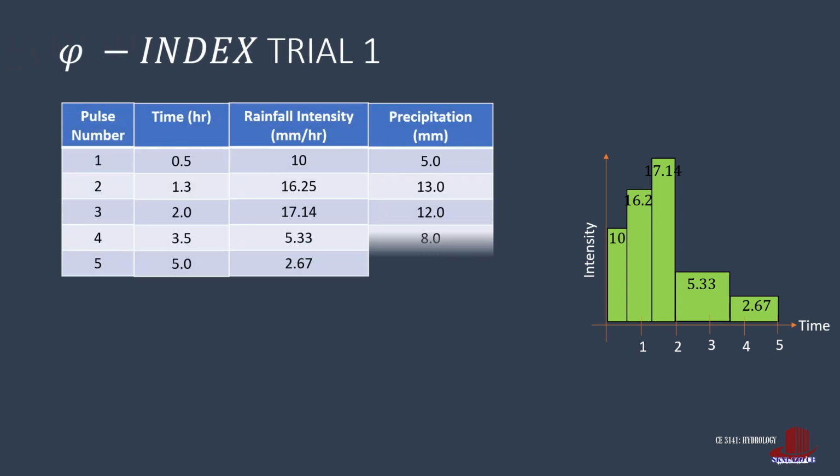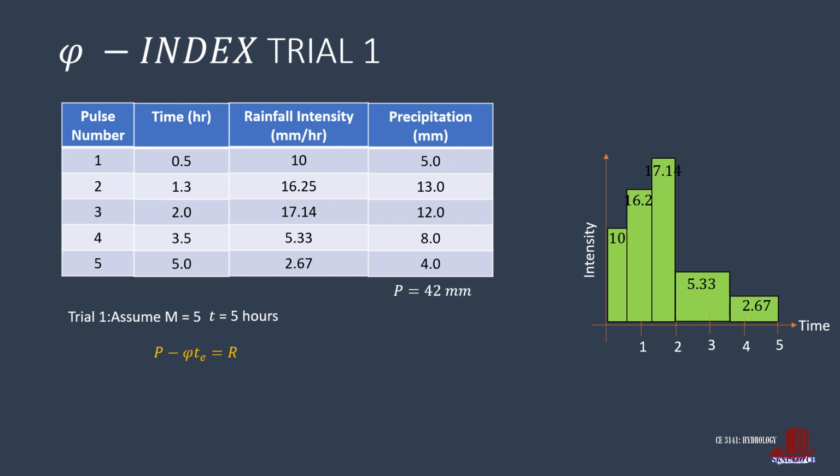Let's continue with the first phi index trial. This includes all the entries. There are 5 of them, taking the time duration of 5 hours. From the function, take the summation of the precipitation of the pulses, where P is computed as 42 millimeters. Place this into the formula and get 42 less 5 phi is equal to 23. Transpose terms and compute for phi as 42 minus 23 divided by 5 to get 3.8 millimeters per hour. This index is a little more than 1 bar, which takes no runoff on the 5th pulse, violating the phi index's concept.